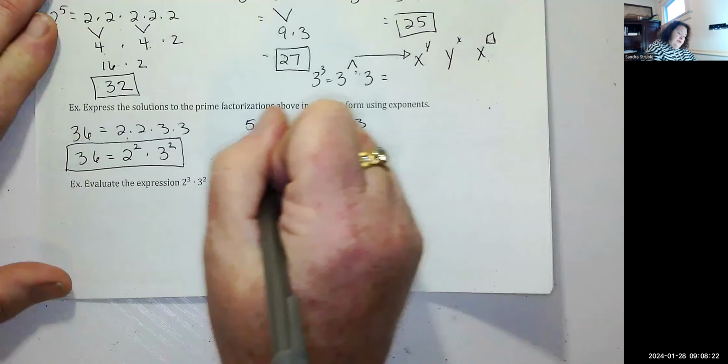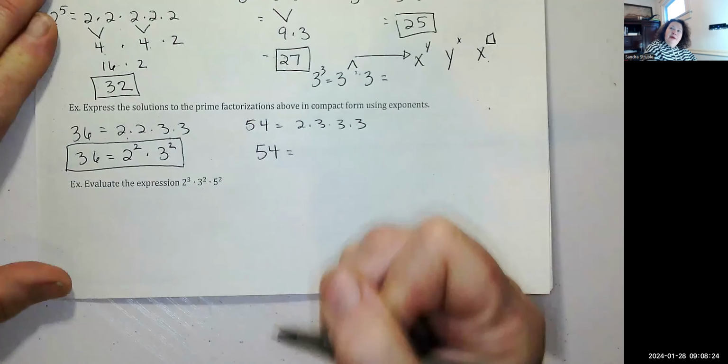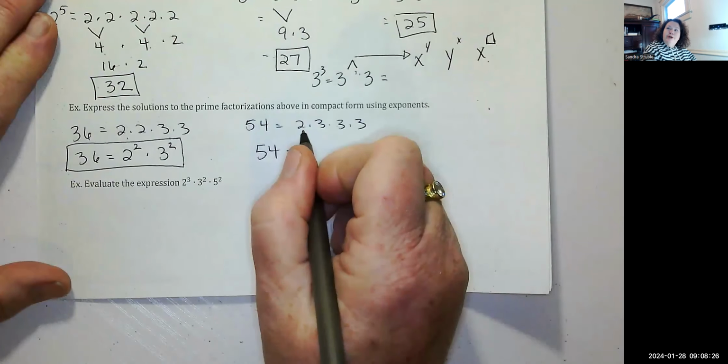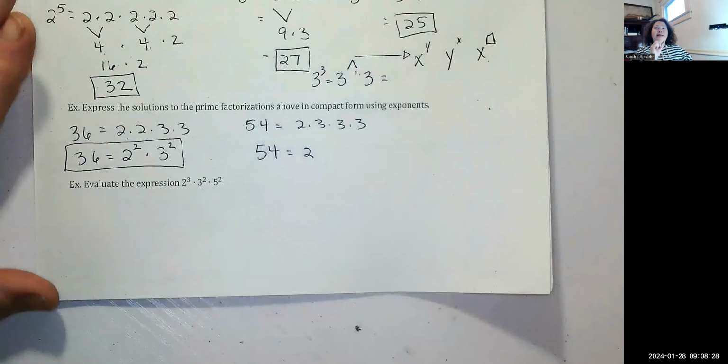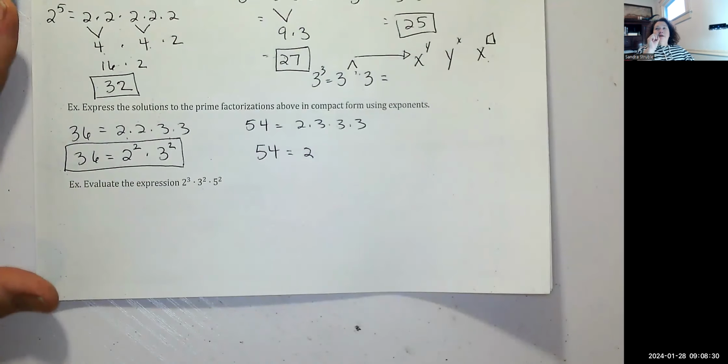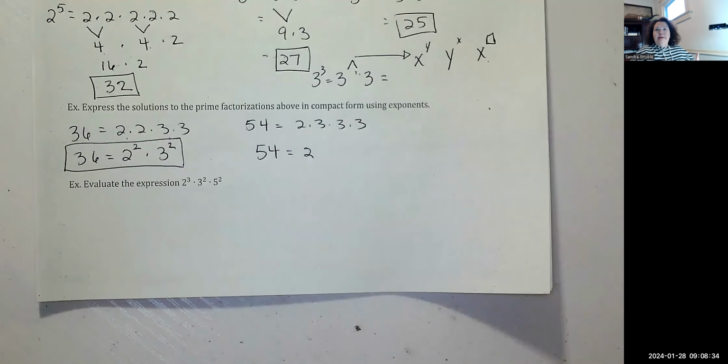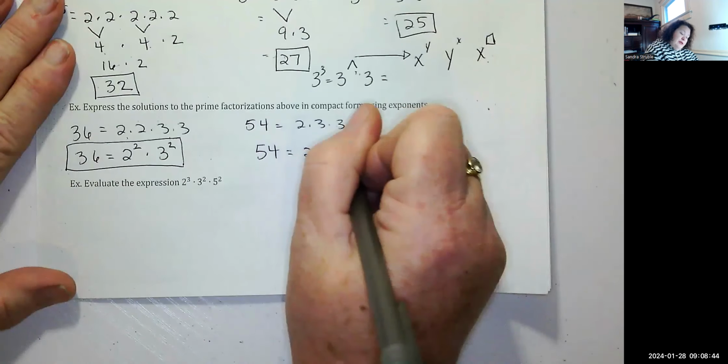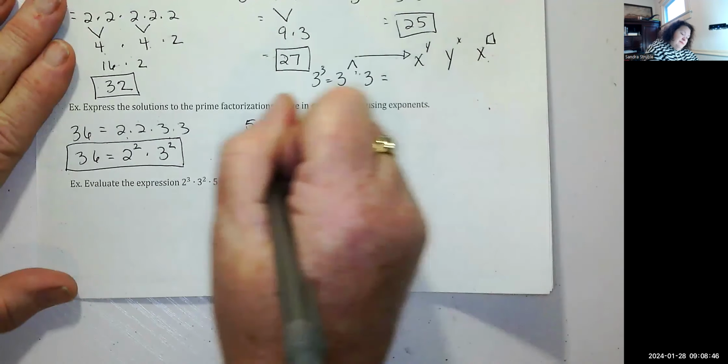All right, so 54, in the same manner, there's only 1 2, so I'm just going to put 2. I do not need to put a 1 up above with the 2 because it's already represented. There's already an assumed 1. You never put 1 in the exponent. It's always a given. Now the 3's, we have 3 3's, so those have to be represented.